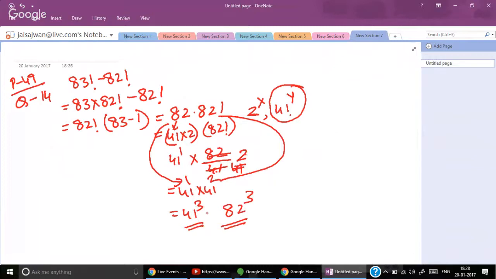I hope you can understand the power of 2 will be a very large number in 82 factorial, so that is not considered. It is only the power of 41 that is required in this case. Fine, so question number 14 is also, I think, clear. Then on page number 50, there are many questions which were asked.